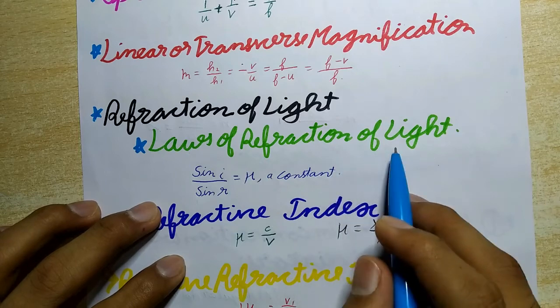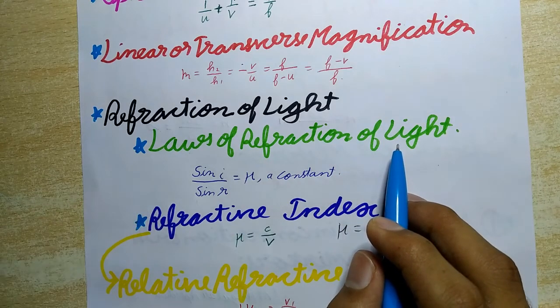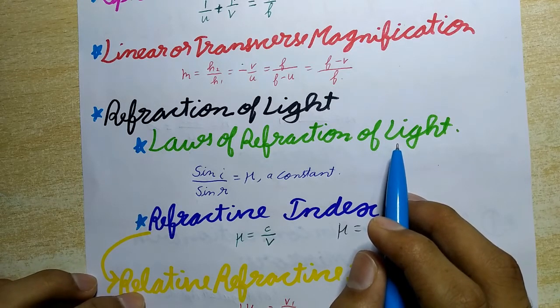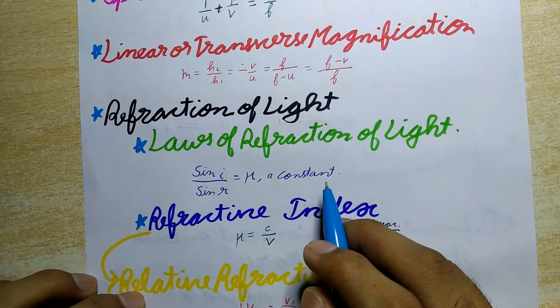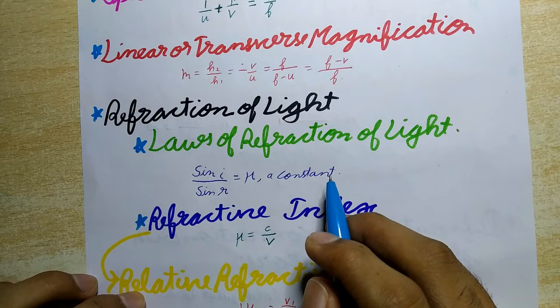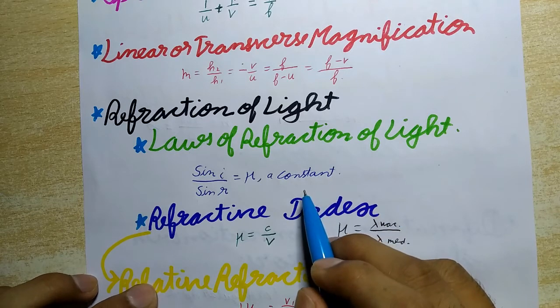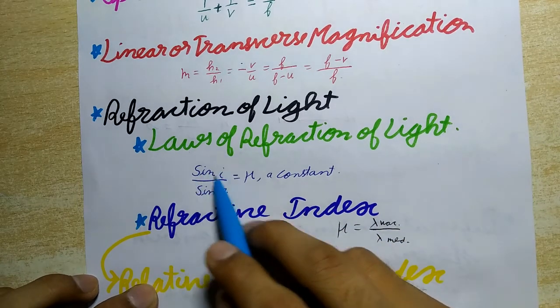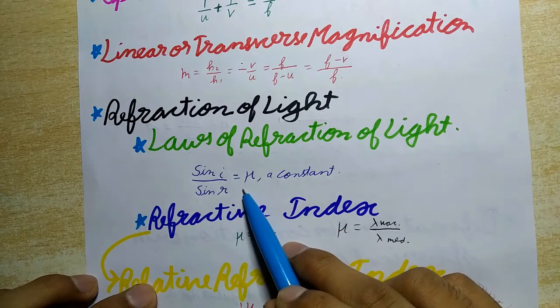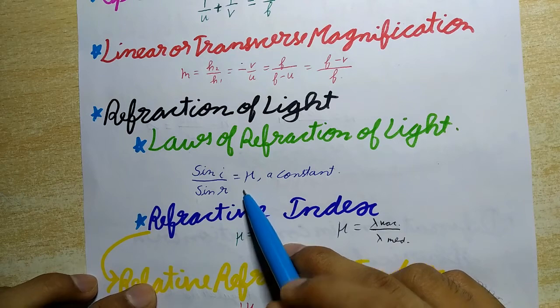Now, laws of refraction of light. First law: the incident ray, the refracted ray and the normal at the point of incidence all lie in the same plane. Second law: the ratio of the sine of the angle of incidence and the sine of the angle of refraction is constant for a given pair of media. This law is also known as Snell's law of refraction, and sin i upon sin r is equal to mu, a constant. This mu is called the refractive index of the second medium with respect to the first medium.